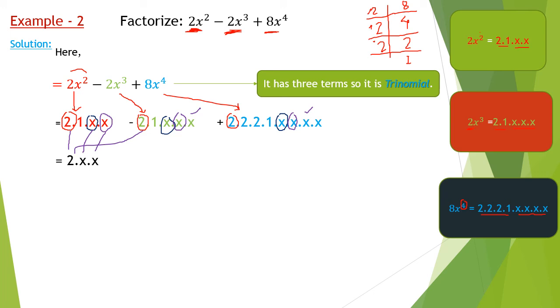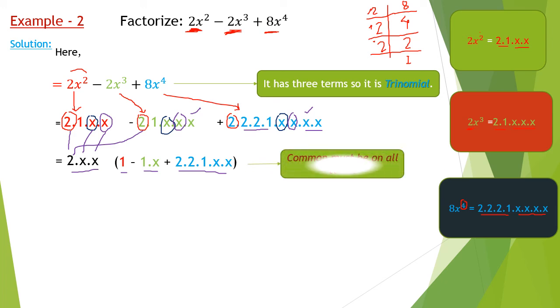You can link with an arrow also. In 2x, x is common. Now the remaining will be written inside the bracket. Inside the bracket, 1 is remaining from the first term. 1 and x are remaining from the second term, which is 2·x, and x·x is remaining from the third term. Now you can clearly see, and let's multiply it.